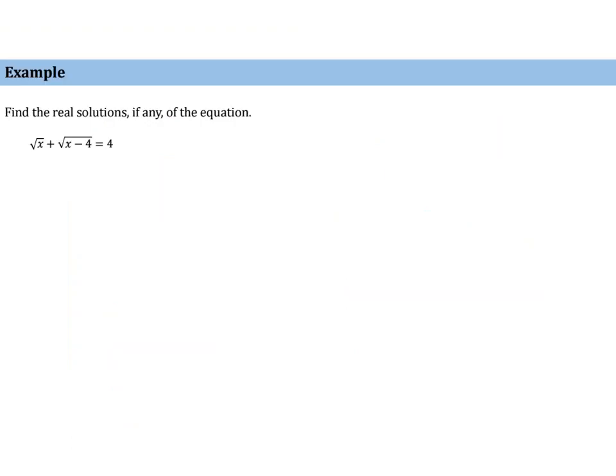So now, let's go ahead and solve this equation. Let's isolate a radical. Now, we can isolate either one of these two radicals. We have the square root of x, and we have the square root of x minus 4. It does not matter which one we isolate, but I typically isolate the more complicated one. So we're going to isolate the square root of x minus 4, which means that we're going to move the square root of x. So this is going to yield for us the square root of x minus 4 equals 4 minus the square root of x. Let's square both sides.